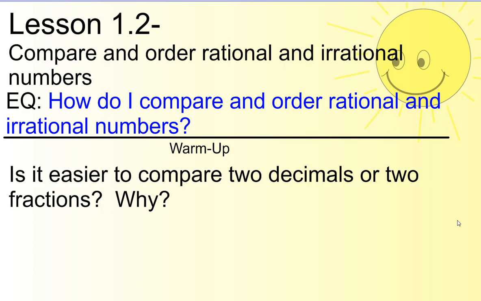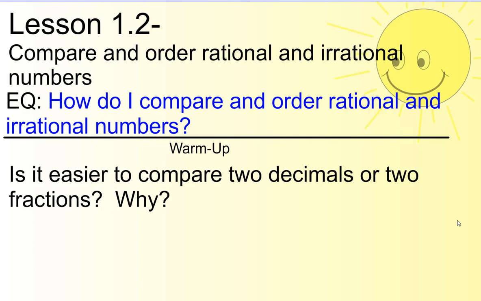In this lesson, we're going to compare and order rational and irrational numbers. In the last lesson, we saw how to take rational numbers and write them as fractions, and how to write them as decimals. In this lesson, we're going to take that same idea, but start comparing a mixture of rational and irrational numbers to see which is bigger, which is smaller, putting them on number lines, ordering them from least to greatest, all that kind of stuff.